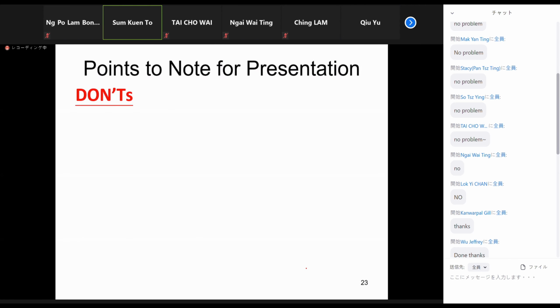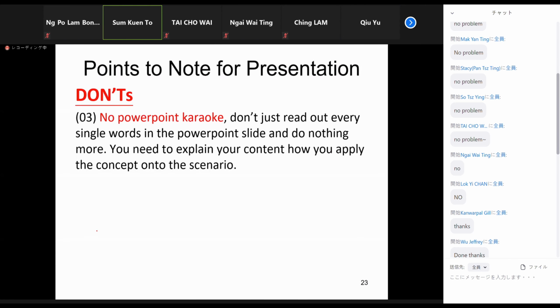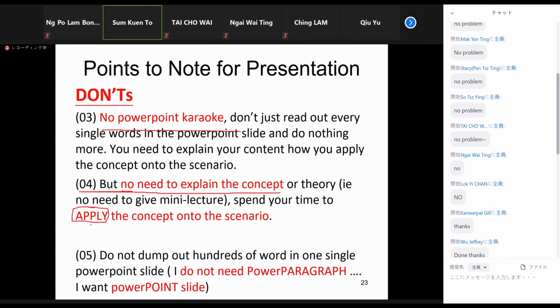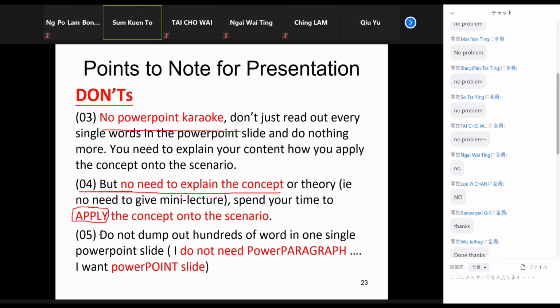And then also do not do PowerPoint karaoke. Do more rehearsal. And also no need to explain concept. You need to apply. And do not dump out thousands of words. I don't need a power paragraph. I need a PowerPoint slide. All right. So what is meant by PowerPoint karaoke?